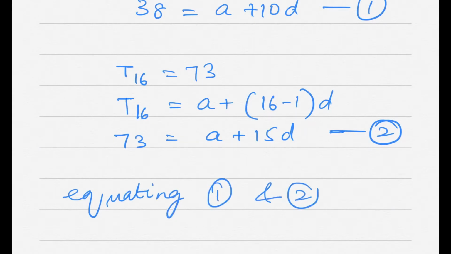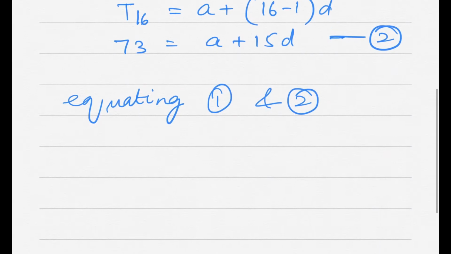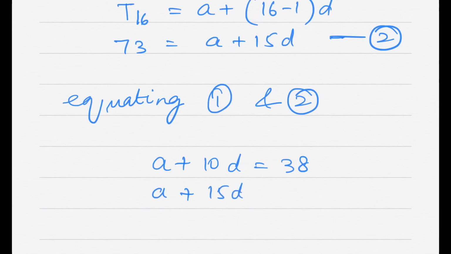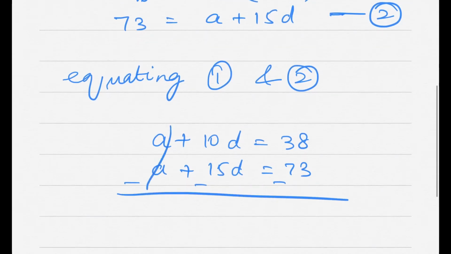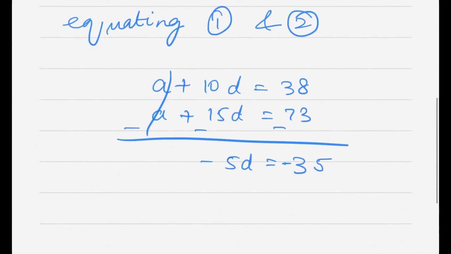So let's see, a plus 10d is equal to 38 and a plus 15d is equal to 73. Now subtracting these, all the signs get changed, a gets cancelled, and this is minus 5d is equal to minus 35. So my d is equal to minus 35 by minus 5, minus minus gets cancelled, 5 sevens are 35. So I get my d as 7.